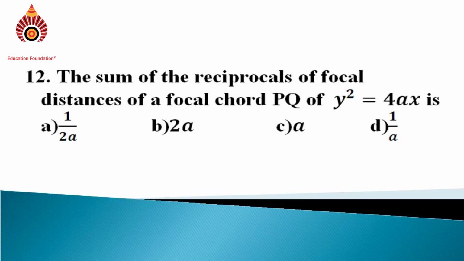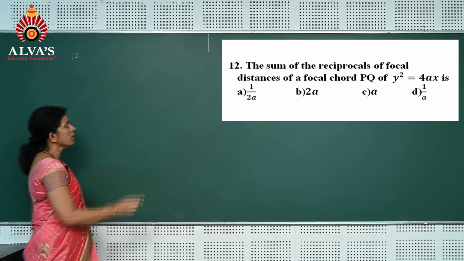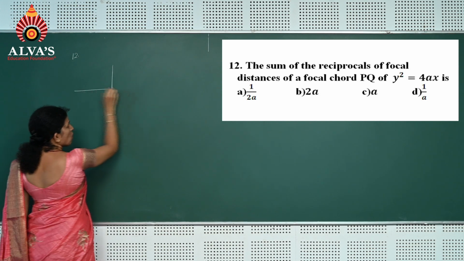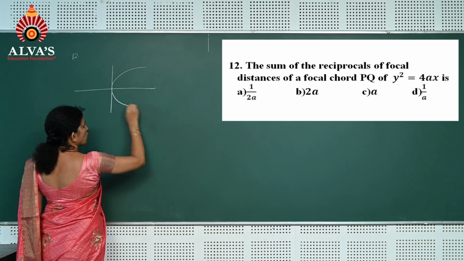Come to question number 12. The question is: the sum of the reciprocals of the focal distances of a focal chord PQ of the parabola y² = 4ax. See, the parabola is y² = 4ax.